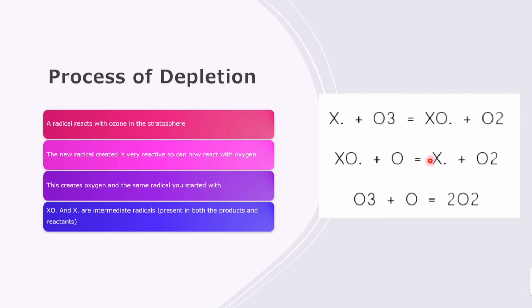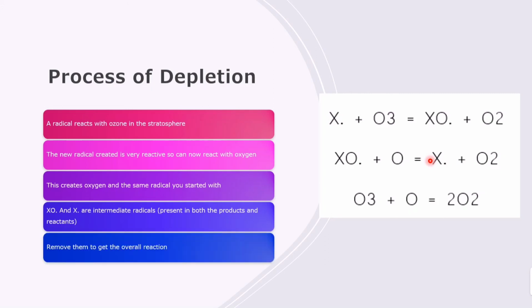So this means that to get an overall equation, we can take them out of the equation. So our overall process of ozone depletion is ozone that we get from the first reaction, plus an oxygen atom that we get from the second reaction, plus two dioxygen molecules that we get in the products of both reactions.